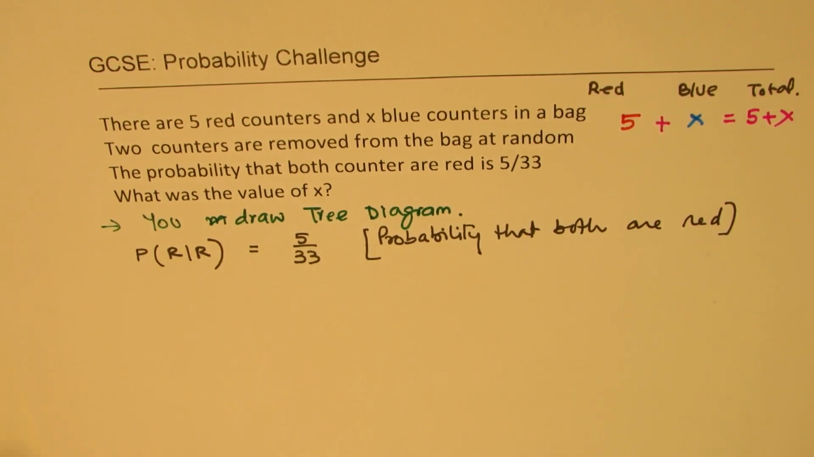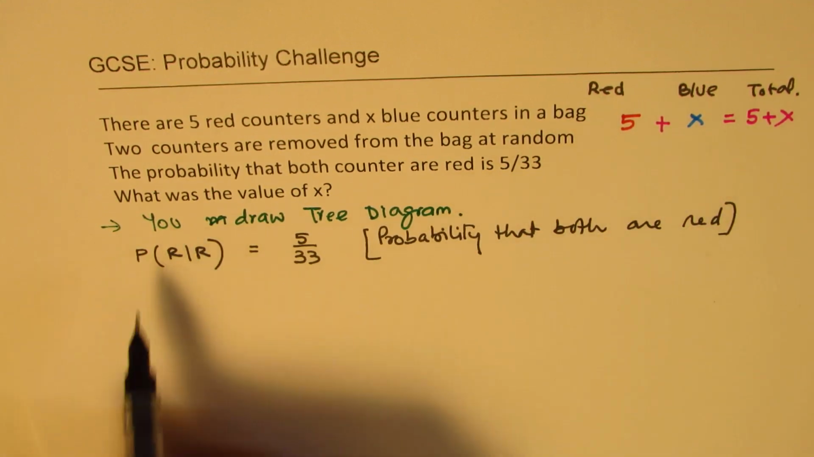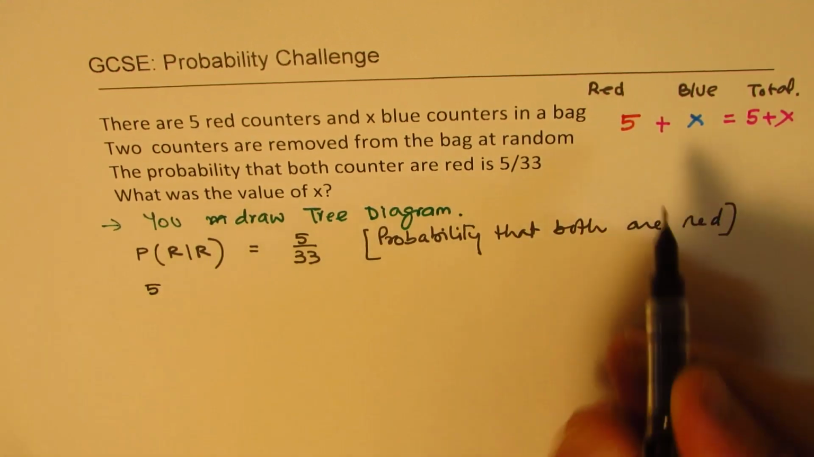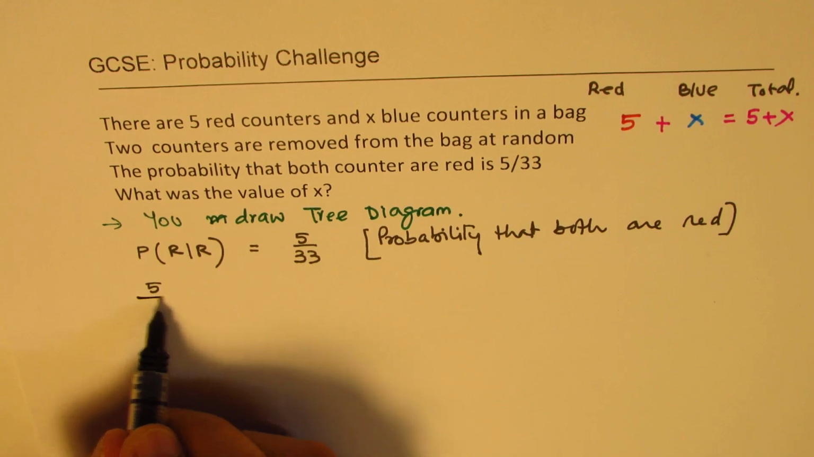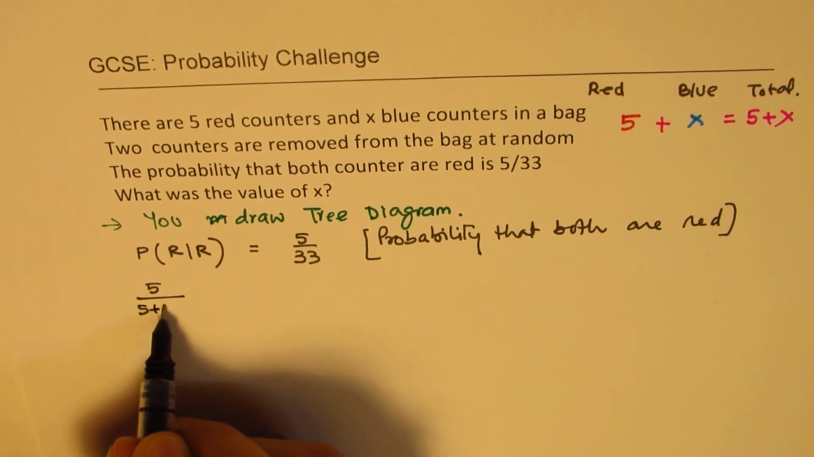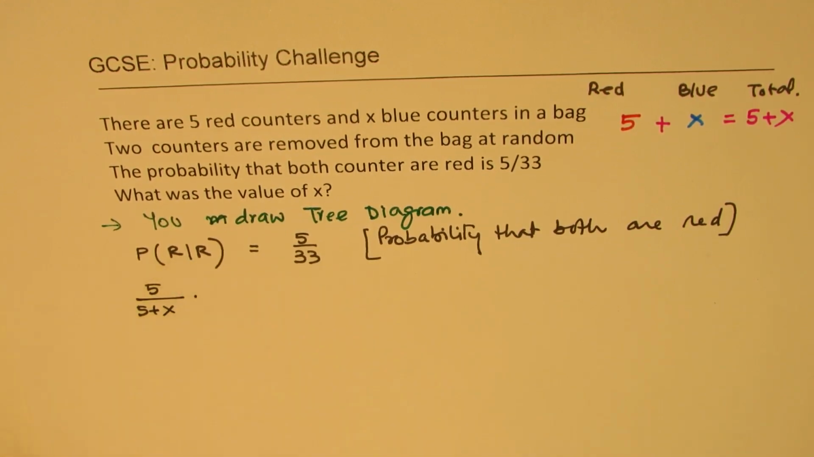So first one red, that is the scenario. First one red: 5 are red, and the total is 5 over 5 plus x. Multiplied, because this is "and", right? Both are red, this and that.